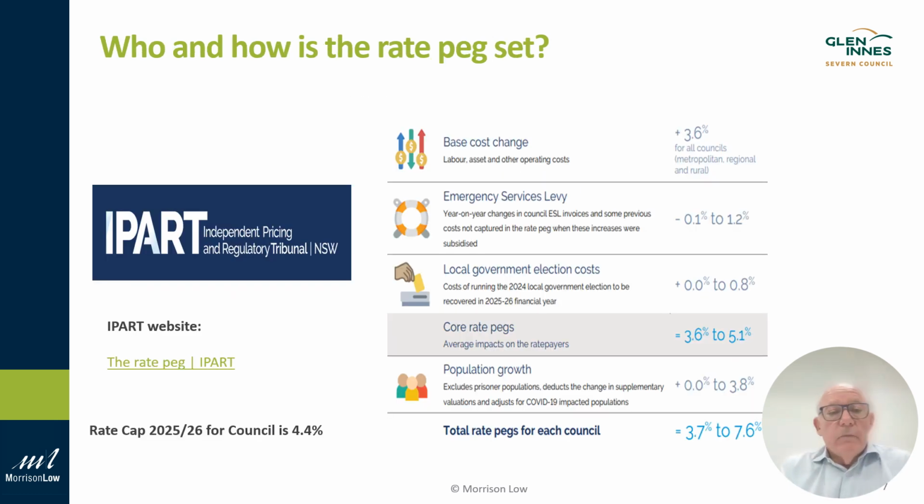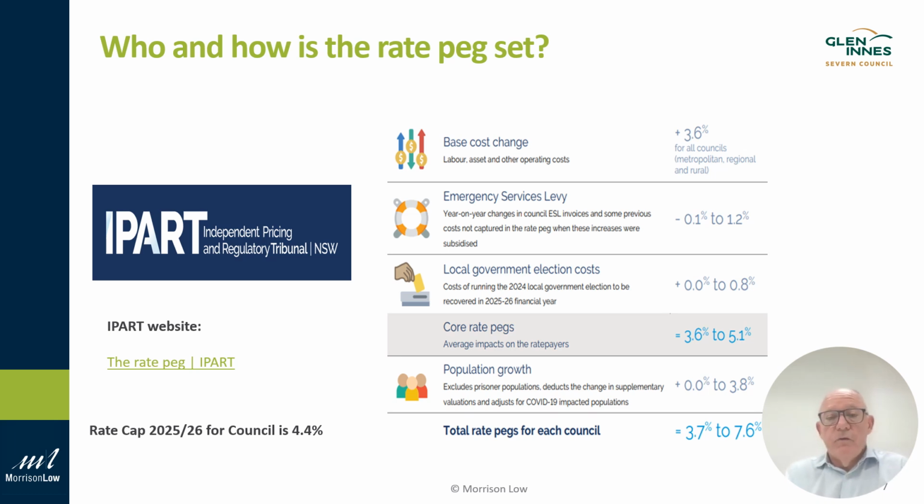As I said, IPART, the Independent Pricing and Regulatory Tribunal, they set the rate peg, and we'll just talk about how they do that in a moment, and they also determine any special rate variation. As you can see on that chart off to the right, there's a number of components that make up the rate peg. The first component is the base cost charge, which is the general increase in cost of doing business, if you like, and at 3.6%, that applies to all councils in New South Wales.